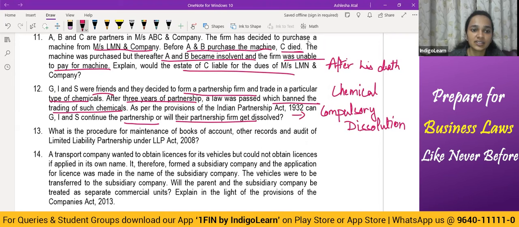The next question is again a direct question from LLP Act. What is the procedure for maintenance of books of accounts, other records, and audit of LLP? So Section 34 of the LLP Act, which talks about maintenance of books of account and other records, and the other provisions with regard to audit of LLP are to be written here. So this is a direct question wherein you directly have to write about the provisions with regard to maintenance of books of account, other records, and audit of LLP as per Section 34 of the LLP Act 2008.